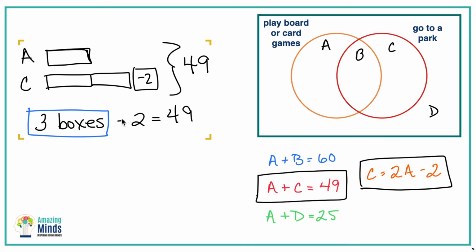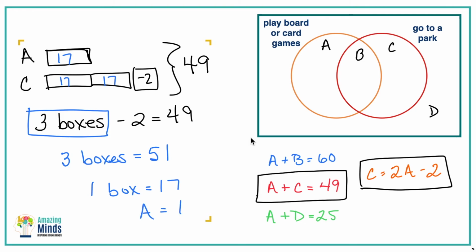So even though they're not maybe adding 2 to both sides, they would still be able to see that those 3 boxes have a total of 51. So 1 box would be 17. And then you just fill in the boxes. And then when you look at those numbers, you can see that A is equal to 17 and C is equal to 32. That is so much easier. So now let's go back to our diagram.